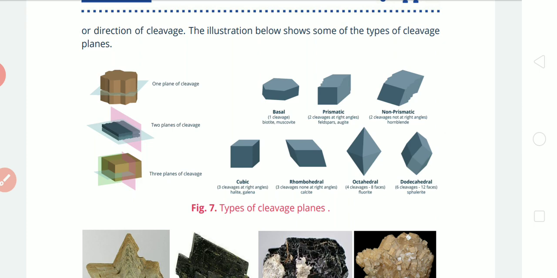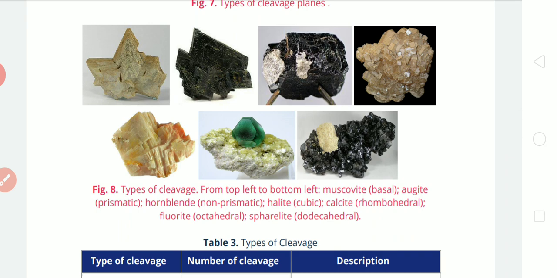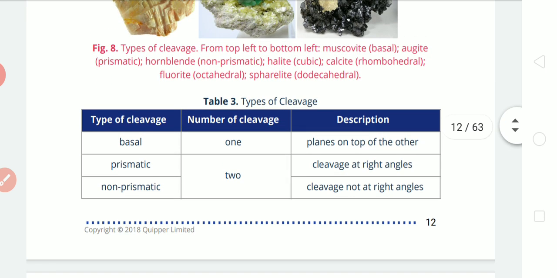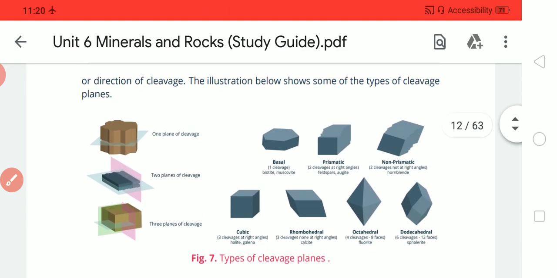So, ito daw yun. Now, we have one-plane cleavage, two-plane cleavage, and three-plane cleavage. Now, these are the different types of cleavage planes. Okay. Now, let us just go to the description. So, first type of cleavage is the basal. So the number of cleavage, it is only one cleavage. Description, planes on top of the other.